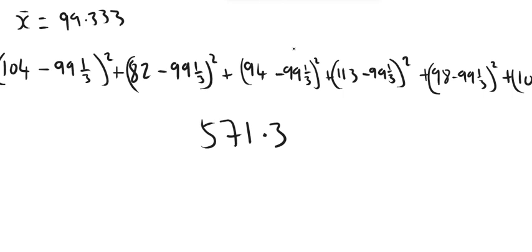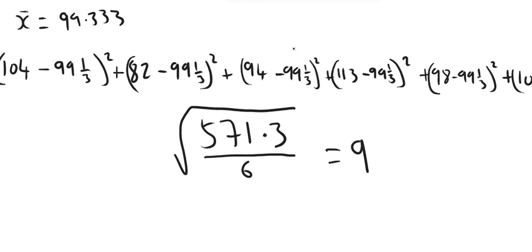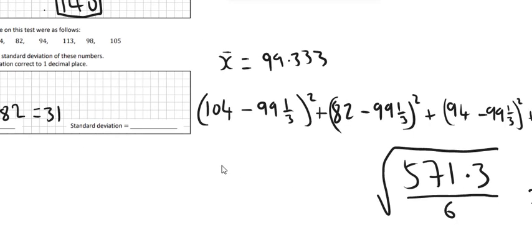And then the last step then is the square root part. You do that, but you must put it over the amount of numbers. So the amount of numbers there was 6, and then that is going to give you your answer eventually. So you have to press the square root button, press the fraction button, put in 571.3, put it over 6 because there's 6 numbers there, and then your answer is 9.7579 and so on. So 9.8 is our answer to one decimal place. And then that's the standard deviation. So that's everything for question 4.